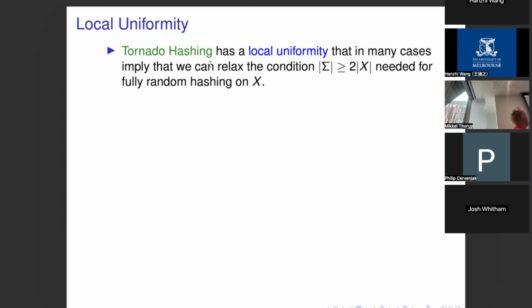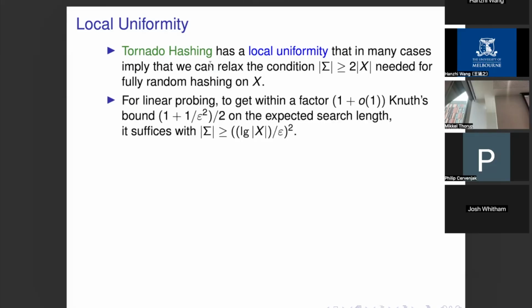And then it turns out that this tornado hashing has a kind of local uniformity, which means we actually don't need the tables to be that big. Typically, they only have to be logarithmic. So, for example, we get linear probing with exactly Knuth's time bound on the expected search length as long as my alphabet is bigger than log the number of keys divided by epsilon squared.